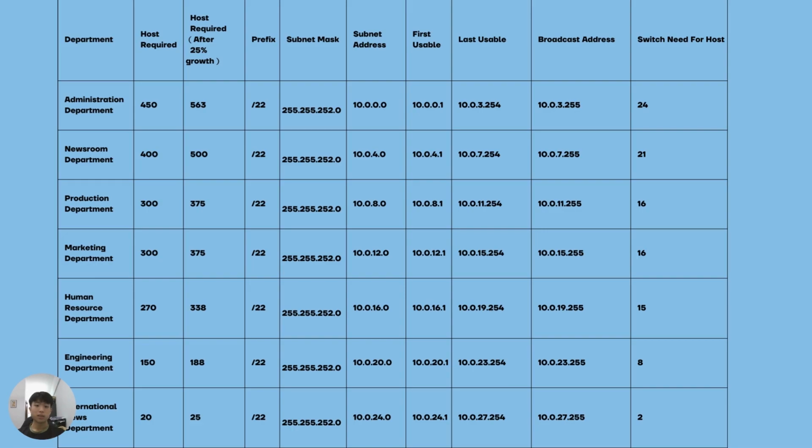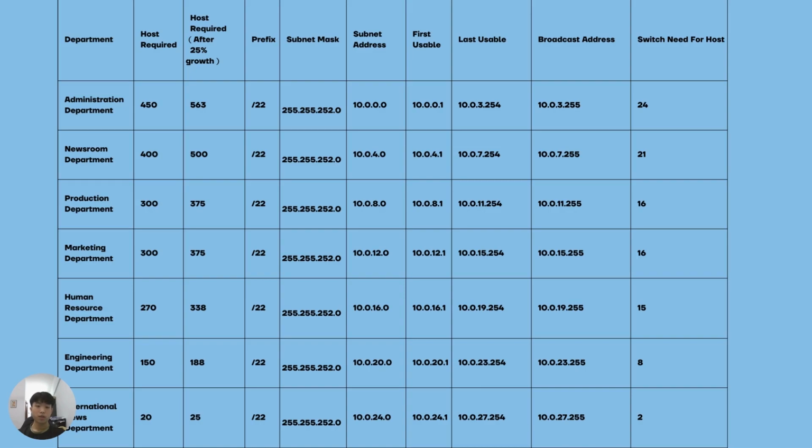So this is our subnetting table. In this table, we have the department, host required after 25% growth, prefix, subnet mask, subnet address, first usable, last usable, broadcast address, and the last is switch need for host. We can use class A to calculate the table. For example, we use the administration department in the first row. In this department, the original host required is 450. And the question mentioned that we have to calculate the future growth, so we take 450 plus 25%, and we get the answer, which is 563.